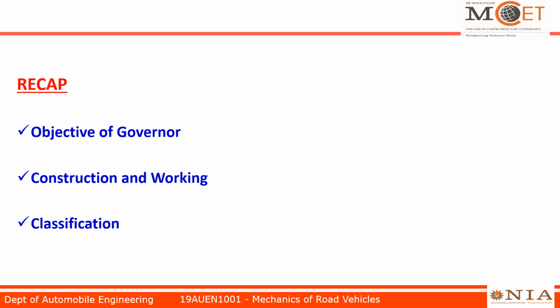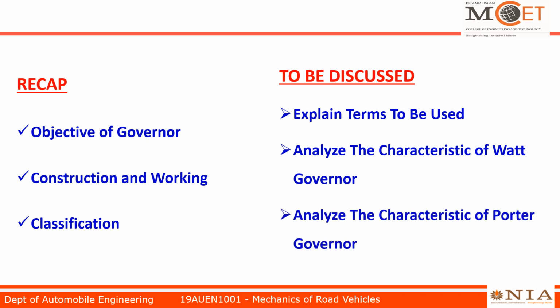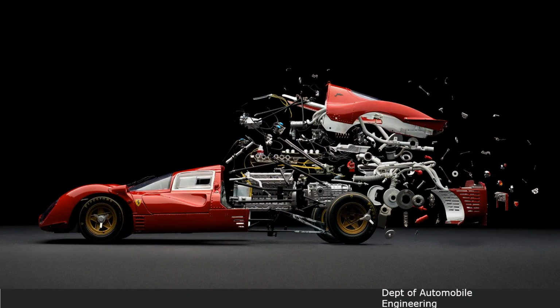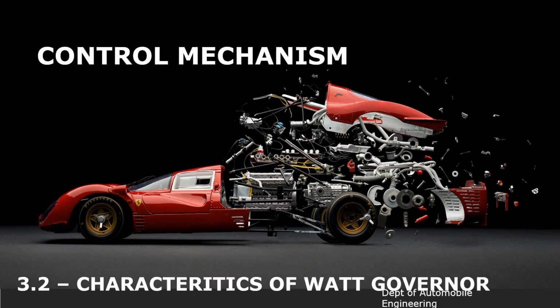Further, we classified into a number of categories. Now we are about to explain terms to be used in governor. Next to that, analyze the characteristics of Watt governor and analyze the characteristics of Porter governor. Our unit title is Control Mechanism. In that, we are about to discuss the characteristics of Watt governor.